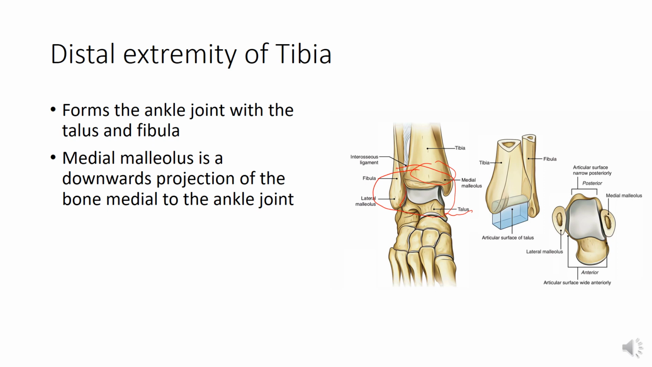Now medial malleolus is a downward projection of the tibia bone medial to the ankle joint. So here is the medial malleolus. This is a downward bony projection of the tibia medial to the ankle joint.